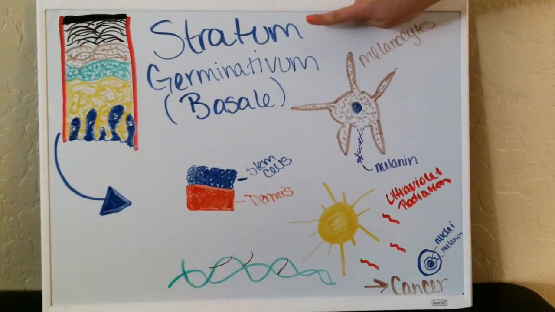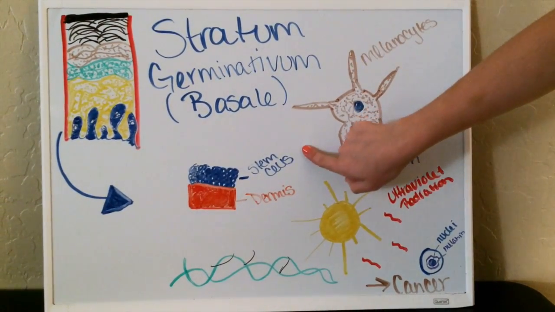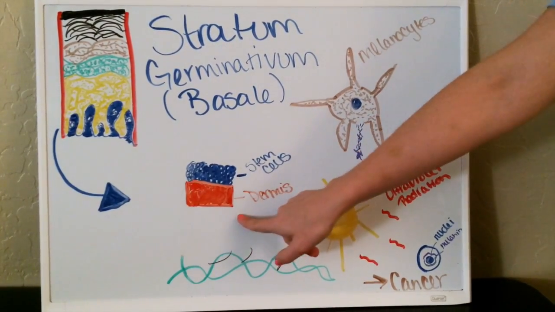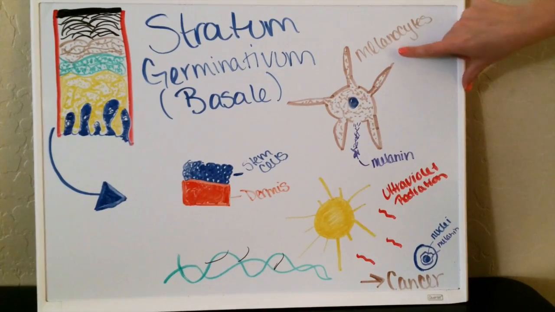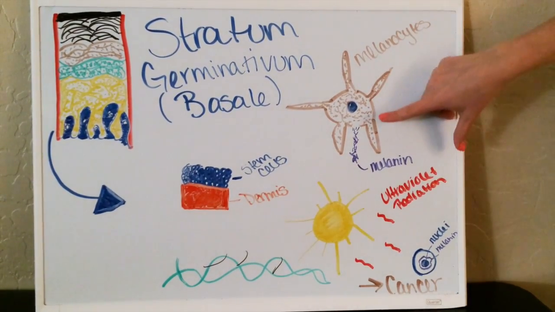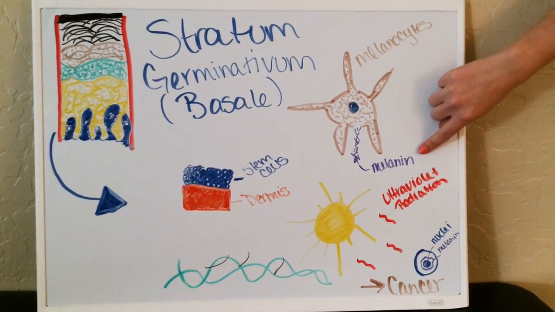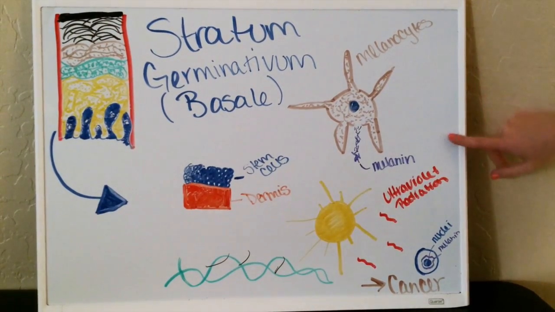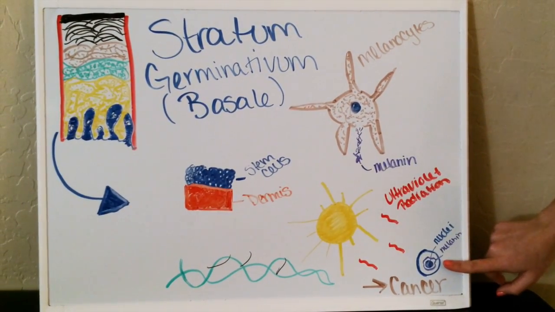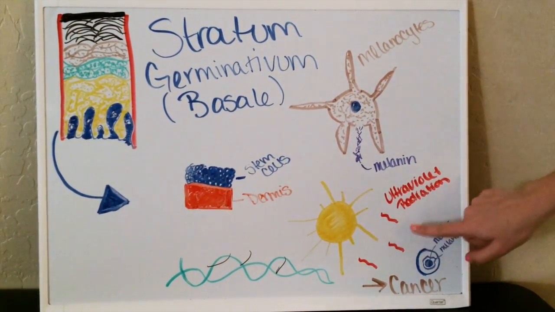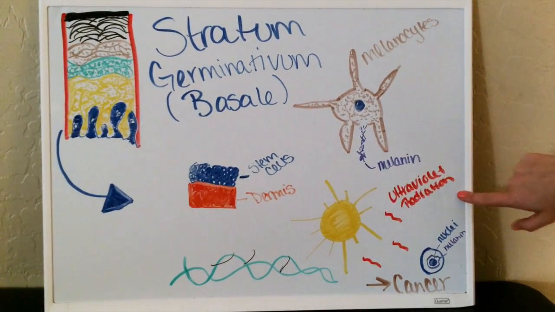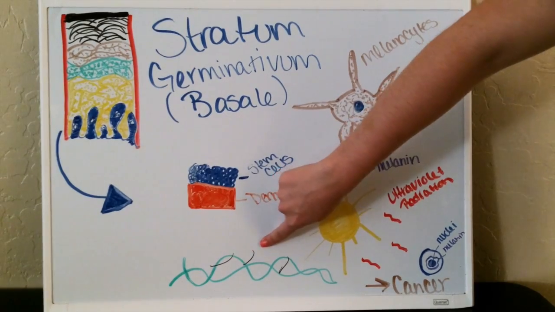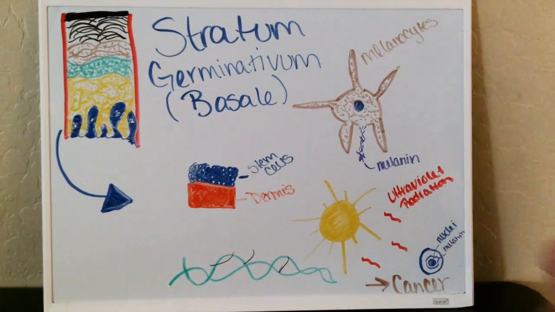The stratum germinativum has stem cells that are attached to the underlying dermis. They also have spider-shaped stem cells known as melanocytes, which produce and secrete the skin pigment melanin. Melanin is responsible for protecting the cell nuclei from ultraviolet radiation from the sun. The ultraviolet radiation can cause damage to DNA, which will lead to cancer.